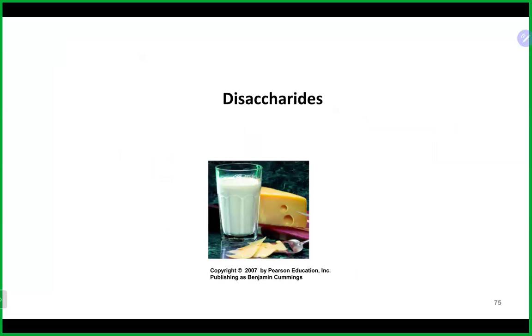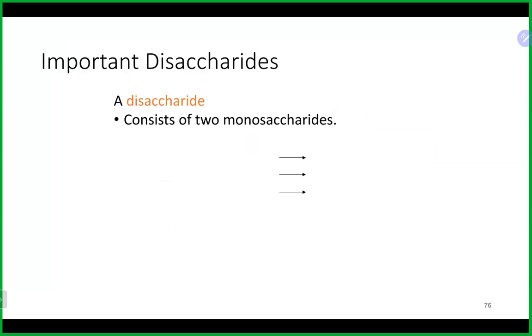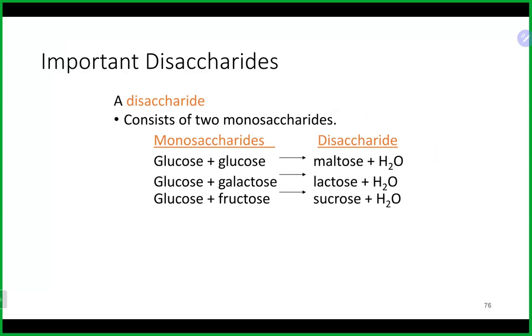So let's talk a little bit about disaccharides, a little cheese and milk to go with our bread that we've been talking about. As I mentioned before, disaccharides are di, meaning two. So they're basically two monosaccharides that have been put together by removing water. By removing water, they get stuck together.